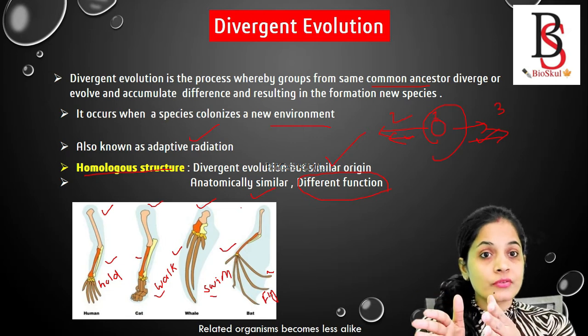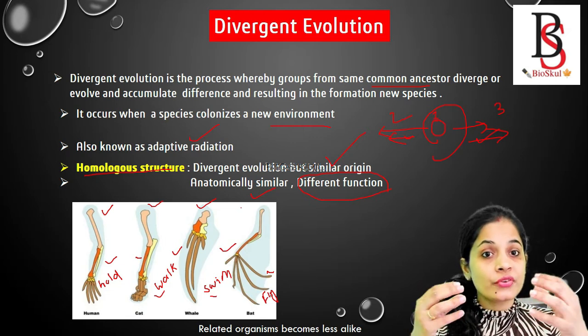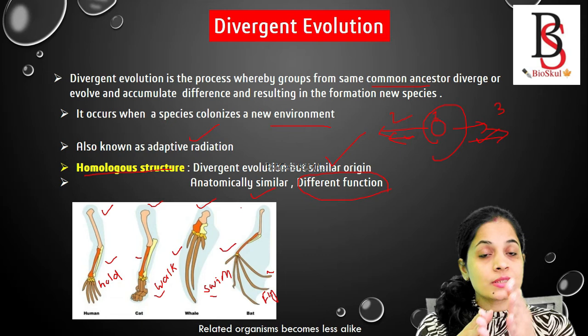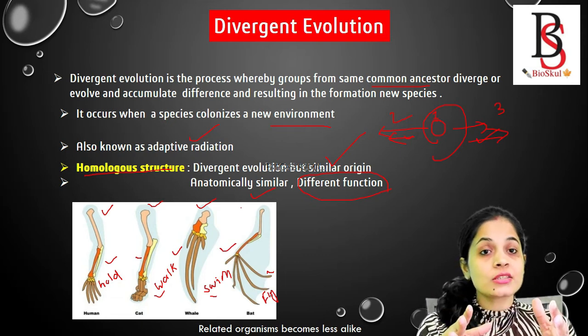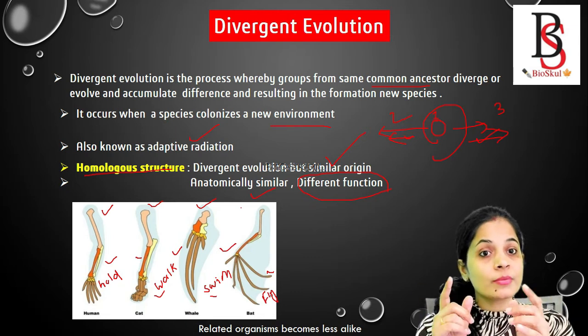Convergent evolution is when 2 different groups of organisms develop a similar appearance, and that leads to analogous structure. Though structurally or anatomically they are different, all of them have the same function.